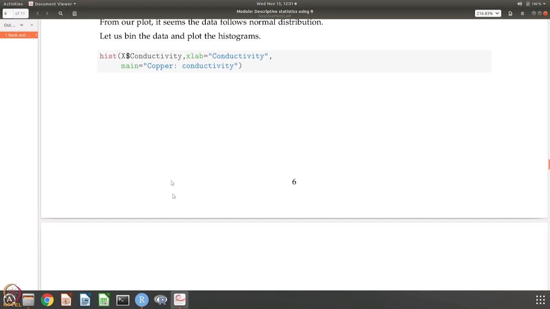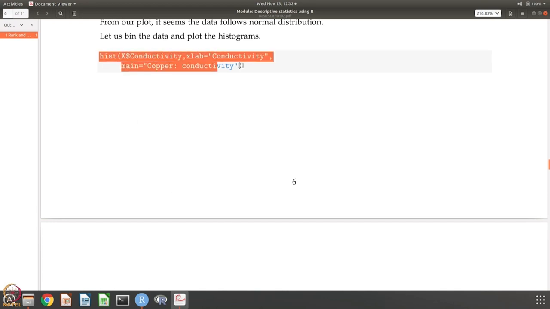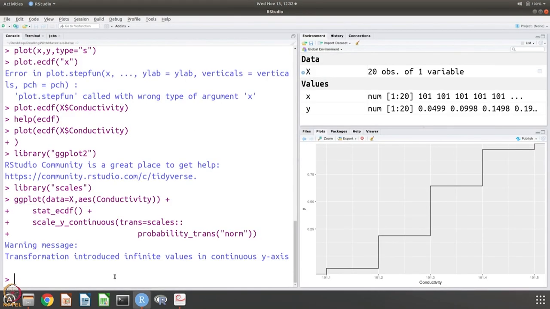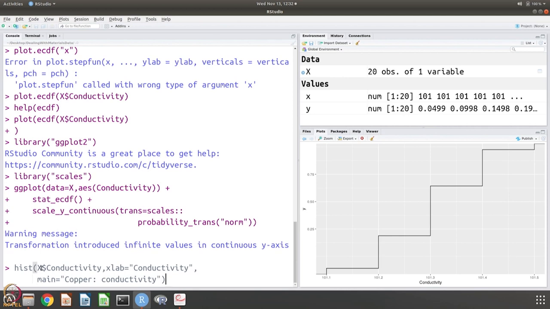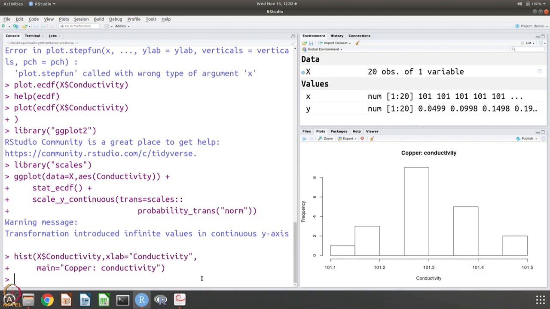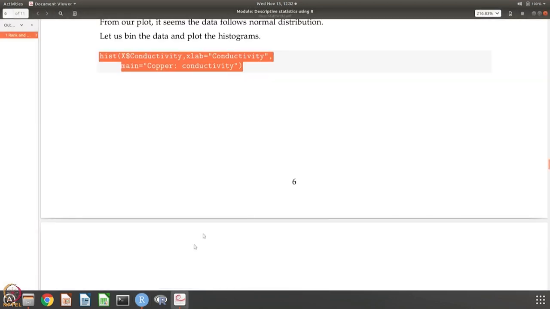Now, the next one we want to do is a histogram plot, right. So let us do the histogram plot. So we take x as conductivity, of course the x label is conductivity and the title is copper conductivity. And you can see the histogram plots. Histogram plots again are very nice. So you can see the distribution of the data. So there is one data point 3, 9, 5 and 2 that we already know, and so that is how the data is. Okay. So this is a histogram plot.